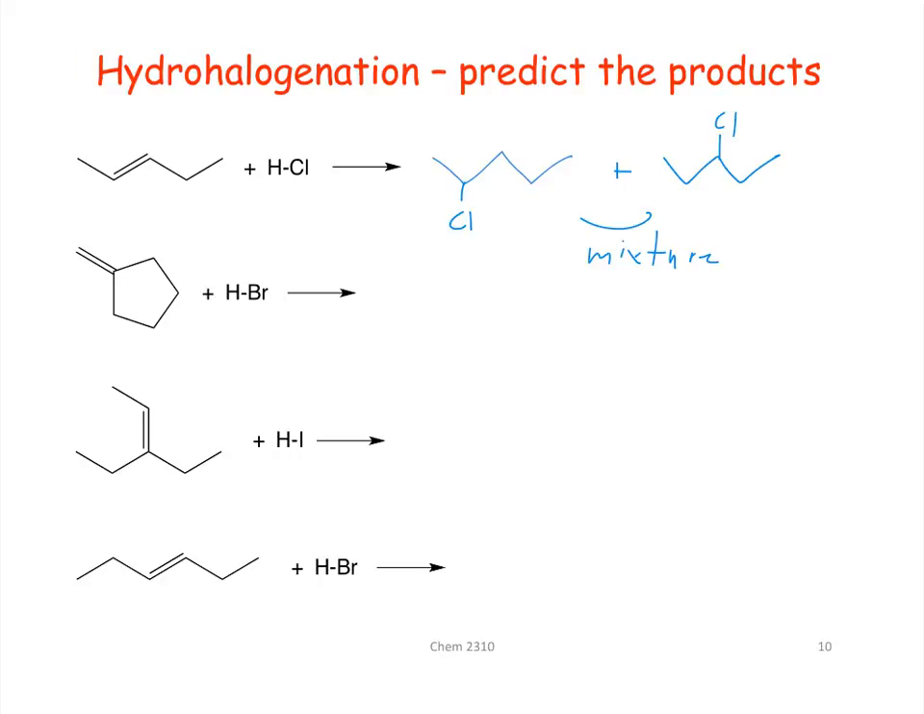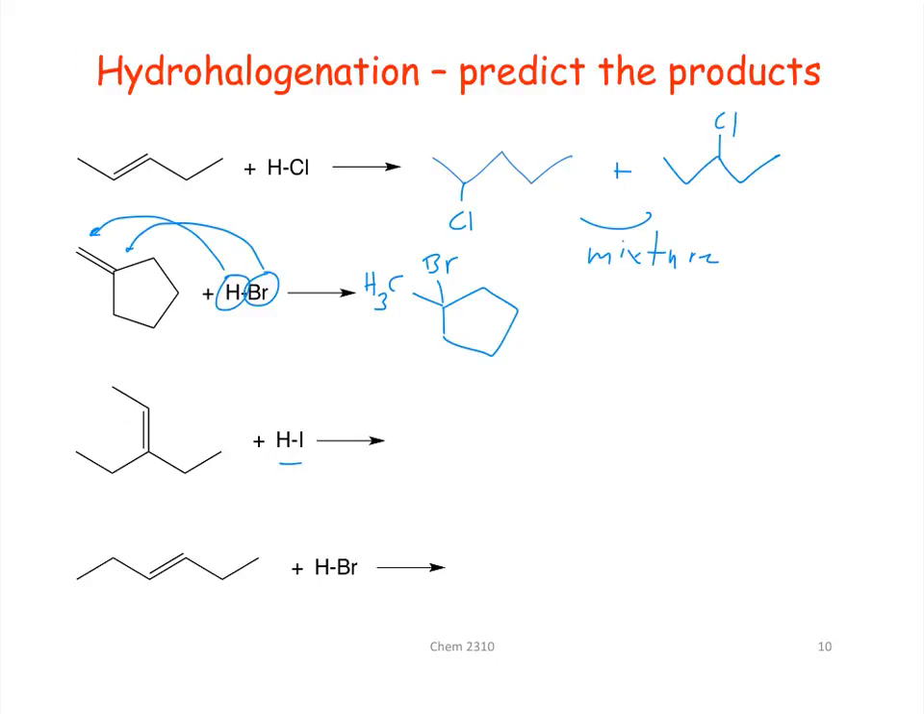We're adding HBr, right? We're going to add the H to the less substituted end, so that's going to go out here. The bromine's going to go to the more substituted end. So we're going to get a structure that looks like this. We're going to have a CH3 out here and a bromine here. So this is following Markovnikov's rule. All right, what about the next one?